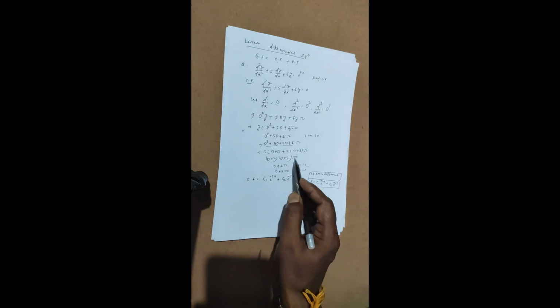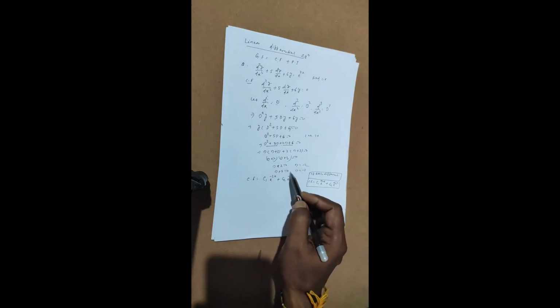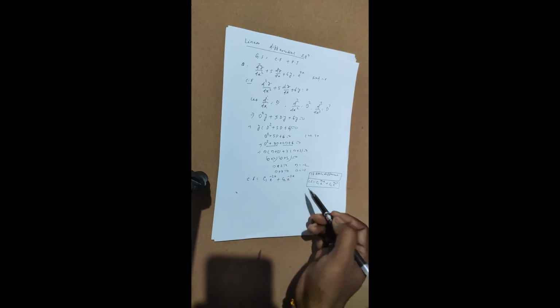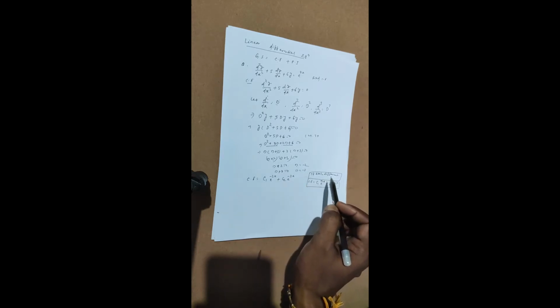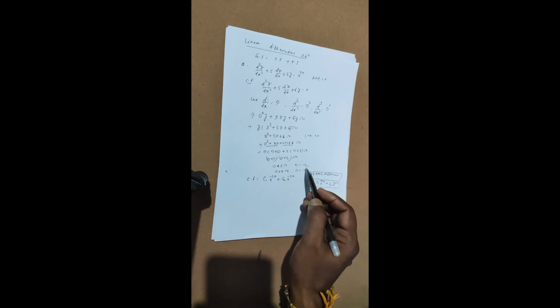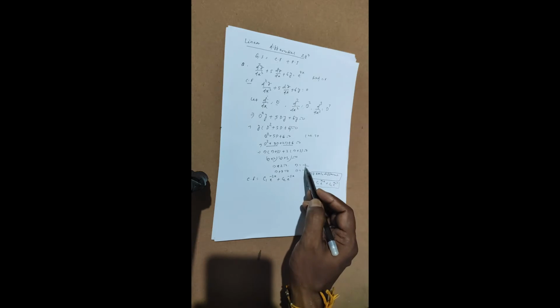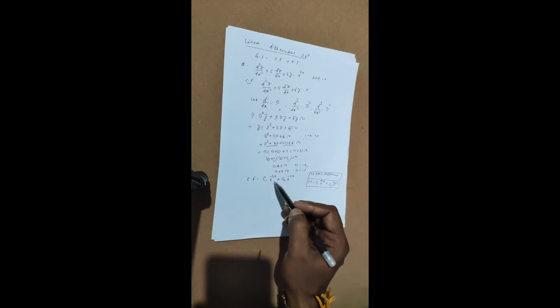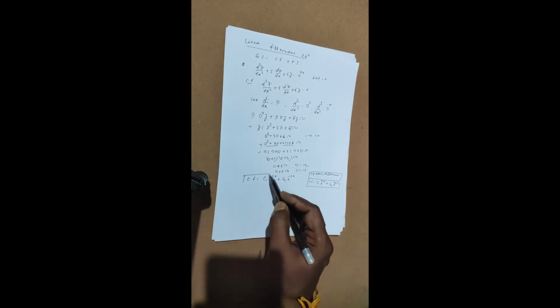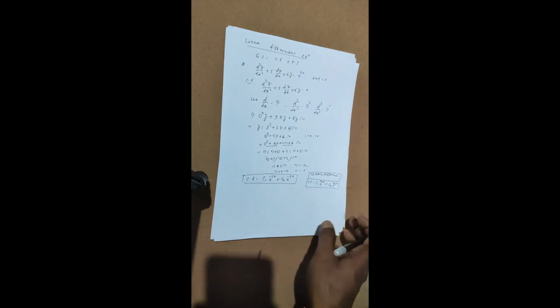So D plus 2 is equal to 0 and D plus 3 is equal to 0, that is D is equal to minus 2 and D is equal to minus 3. For the complementary function, if the roots are different, the formula is c1 e to the power m1x plus c2 e to the power m2x. We can consider this as the m1 value and this as the m2 value. Put these roots in this formula to get the answer if the roots are different.